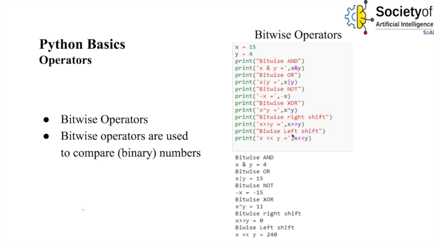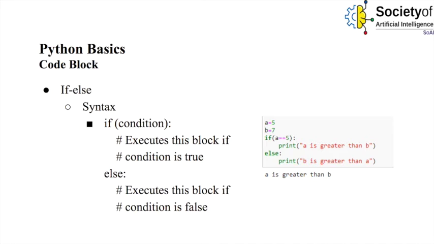And similarly, bitwise left shift means that if y is equal to 1 over here, we only shift one bit to the left in x, which means we are multiplying it by 2, and we will get 2 times x as the output. So I hope that is clear. Now we'll discuss the code blocks.